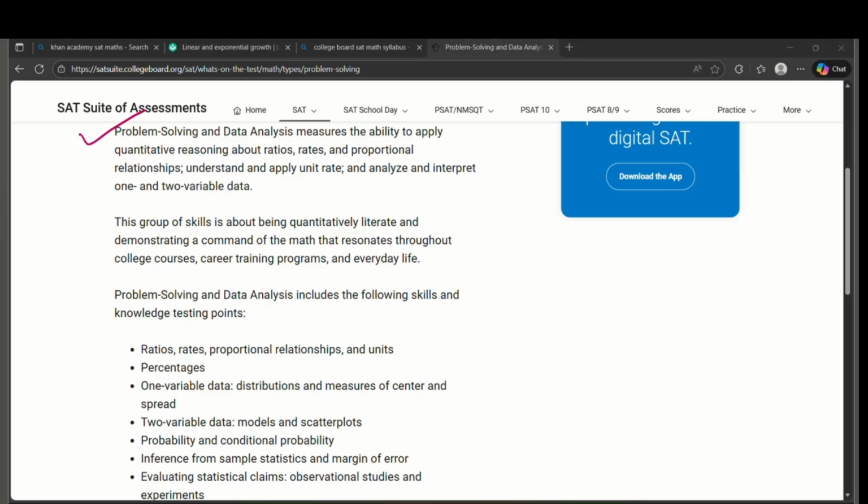There would be other topics as well, like problem solving and data analysis. In this, they are going to ask you questions about ratios, rates, proportional relationships, unit percentage, one variable data, distributions, two variable data, probability and conditional probability. We are going to solve all the topics and subtopics one by one.